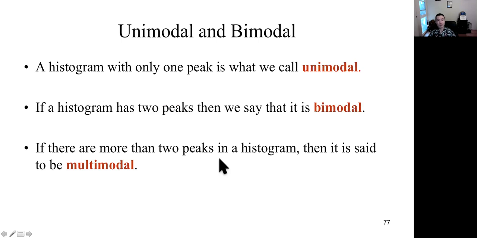A histogram with only one peak is called unimodal. With two peaks it is called bimodal, and more than two peaks is multimodal. So that is the histogram.